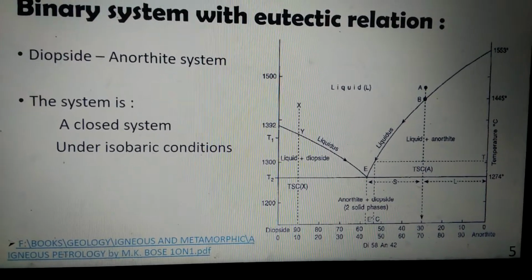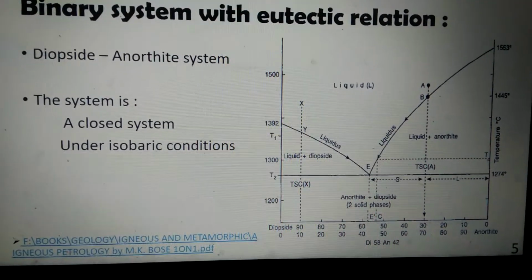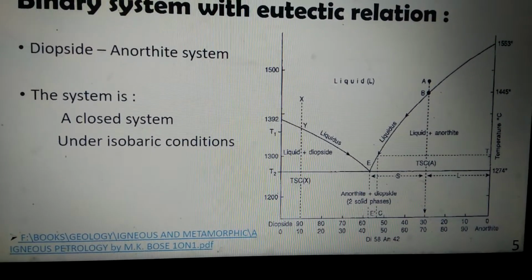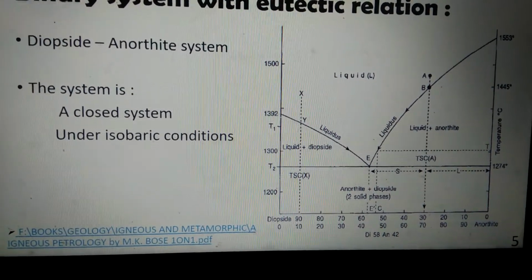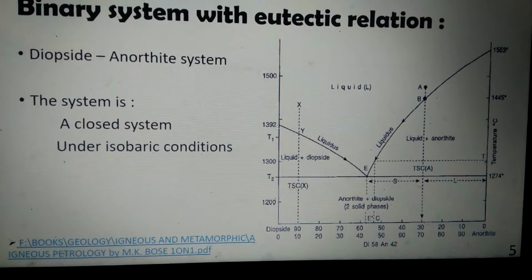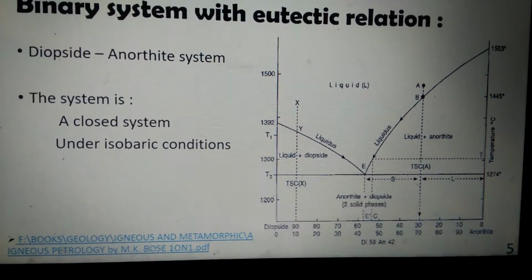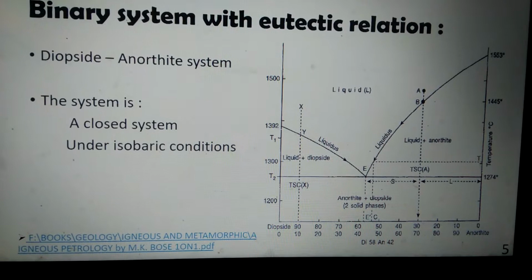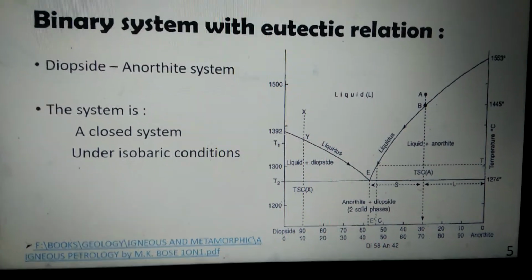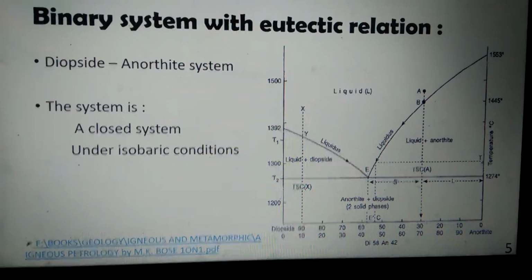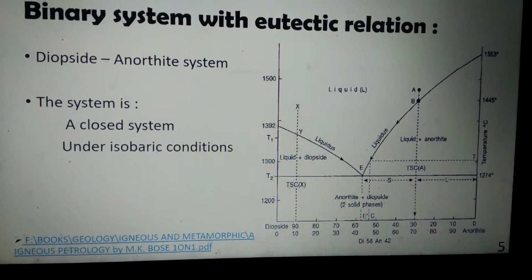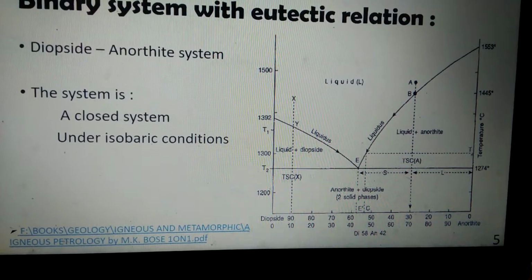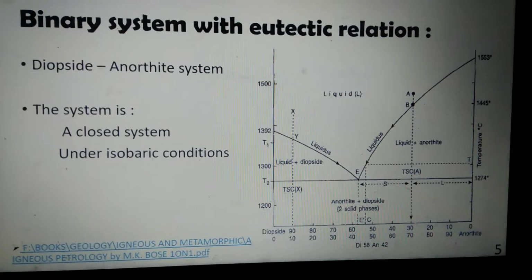The liquidus line is a line where, when a melt crosses, it starts to solidify. So the composition follows the liquidus path until it reaches the point E, which is the eutectic point. The temperature at the eutectic point is 1274 degrees centigrade, and here the entire melt solidifies.